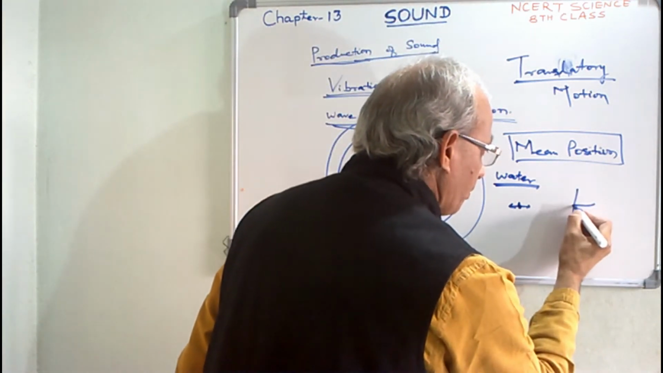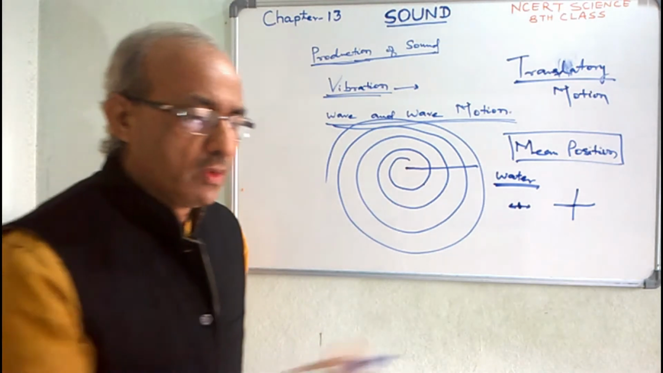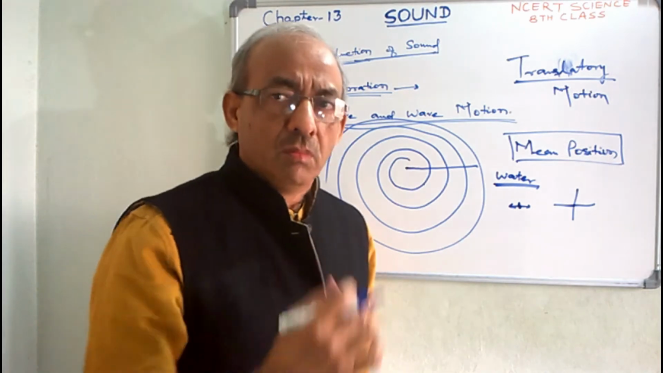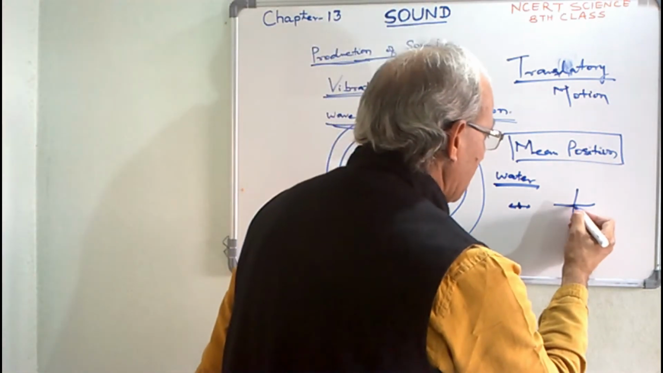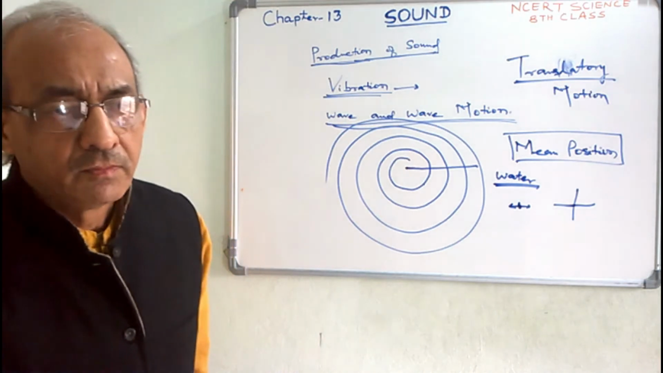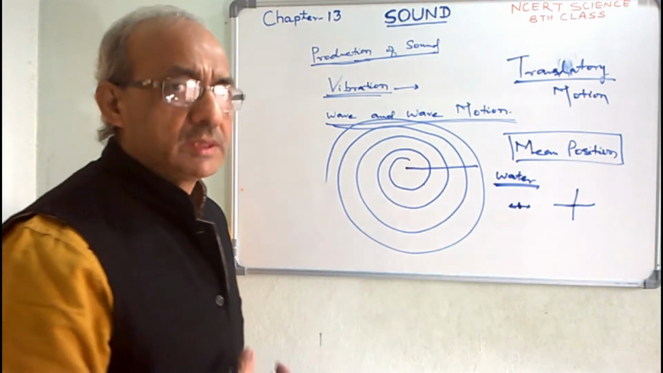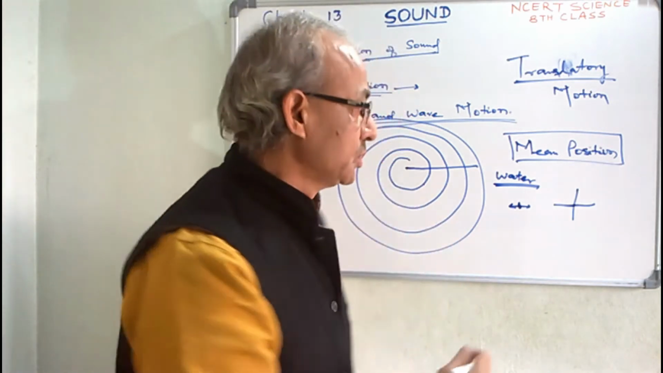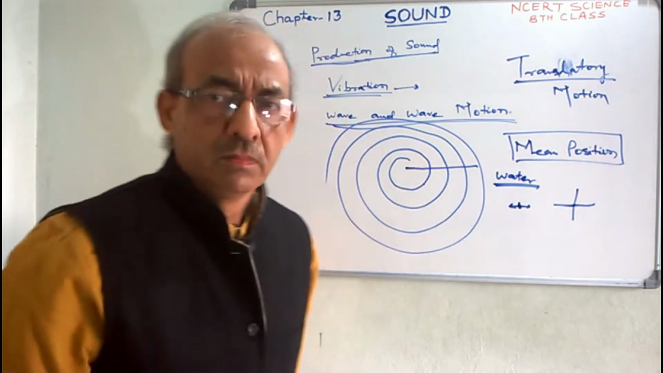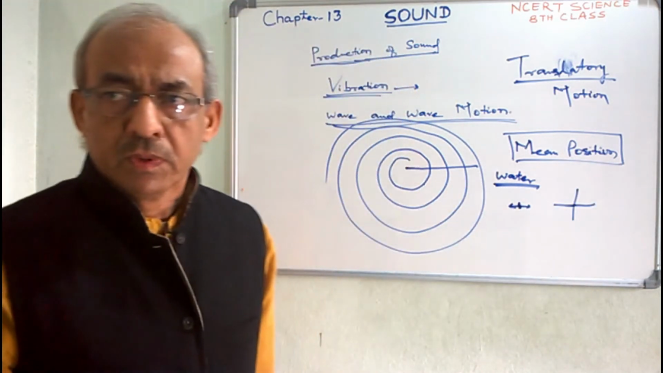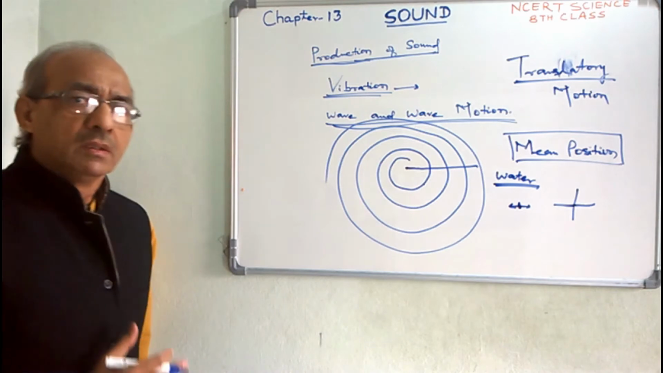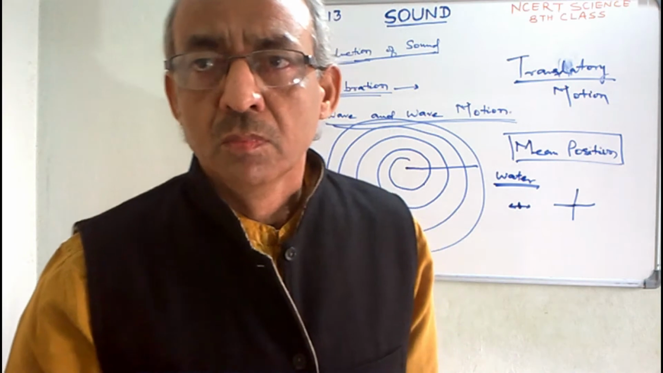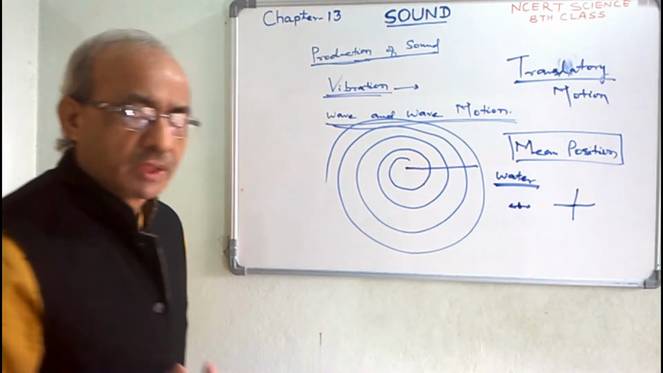Around the mean point, the movement is to and fro, and up and down may also be the movement. But ultimately, when the disturbance is over, all the particles restore their normal position, that means the mean position. We will understand this happening by drawing a diagram of a pendulum, and we will understand the oscillation.